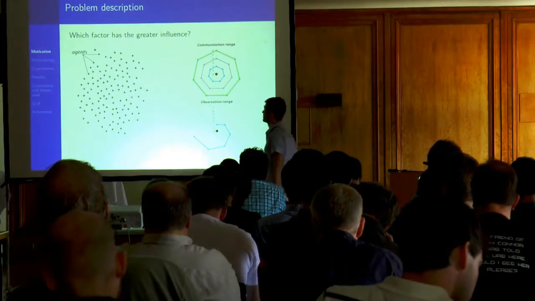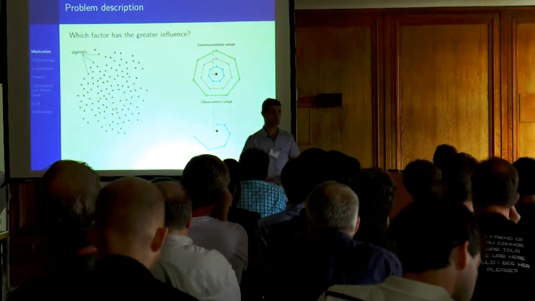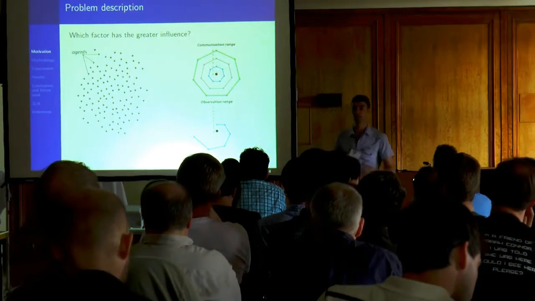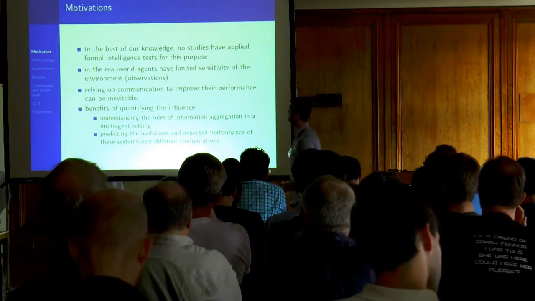So just a simple graph. Imagine that you have agents here, and what if you increase the communication range or the observation range in the environment? What would happen? How would this reflect on the results?